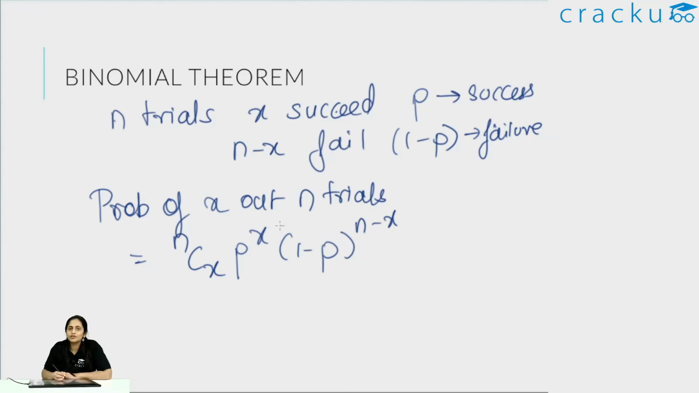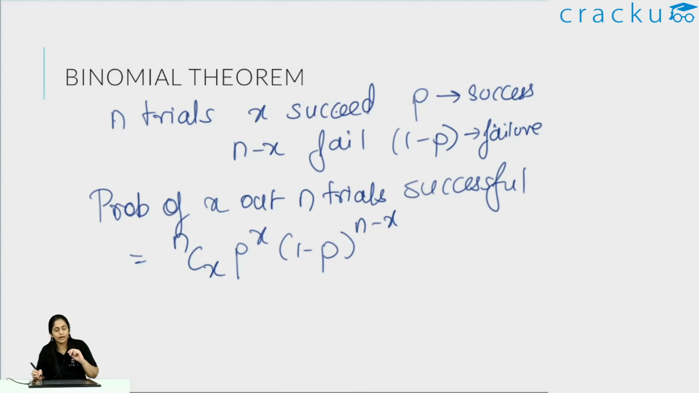P raised to x gives you the probability of x scenarios actually being successful. 1 minus p raised to n minus x tells you the probability of the other n minus x scenarios being a failure. So the probability of x out of n trials being successful is given by this theorem, which is called the binomial theorem. nCx into p raised to x into 1 minus p raised to n minus x.